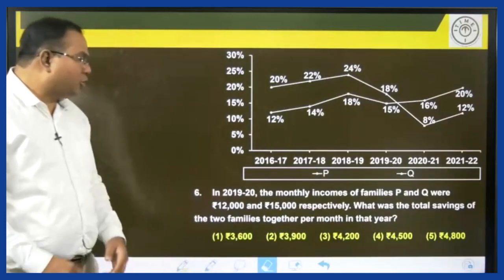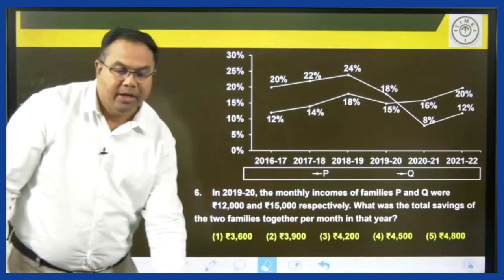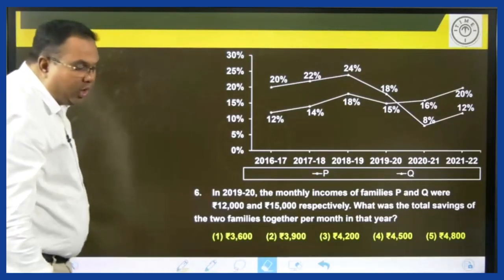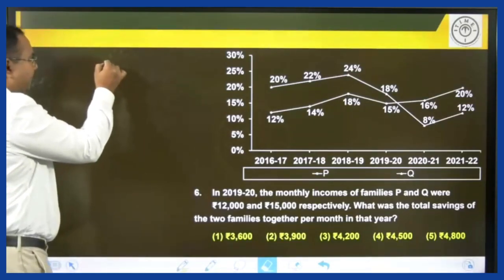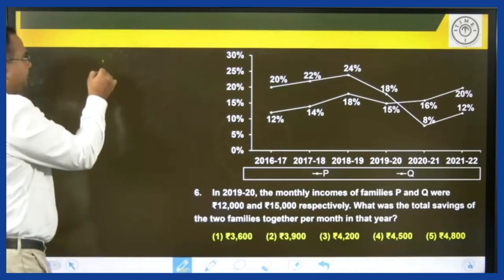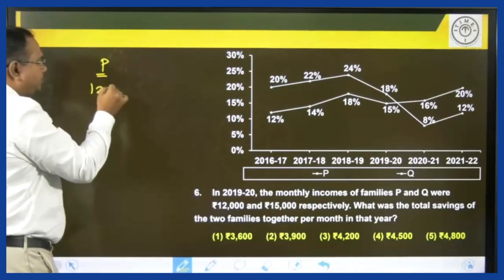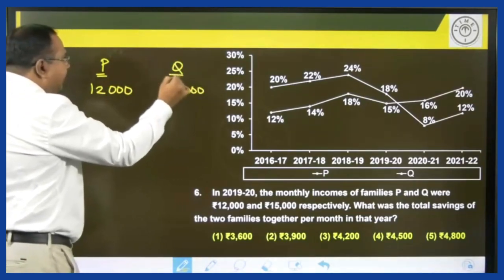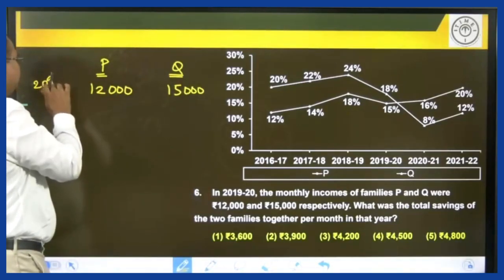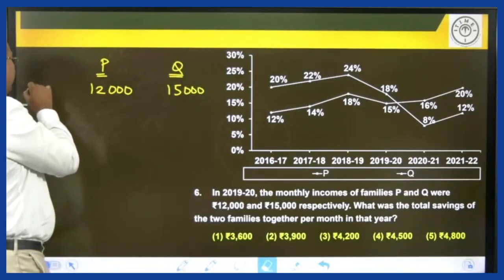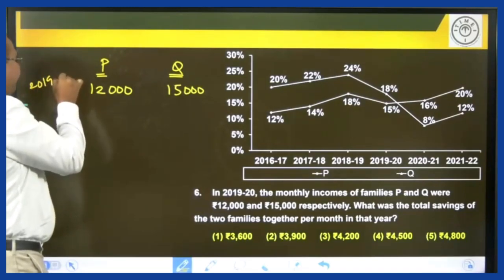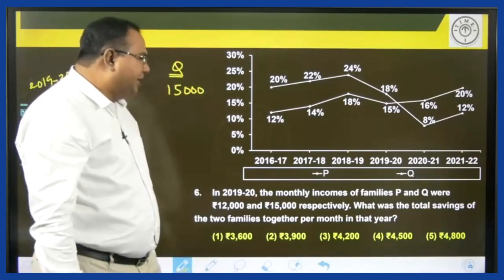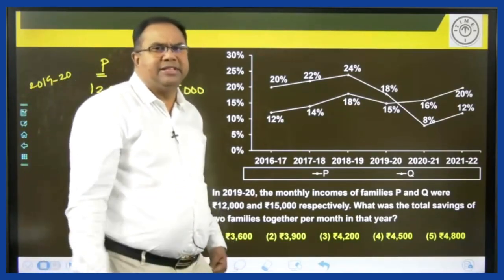Now let's move ahead. First question, students, question number 6 on your screen. In 2019-20, the monthly incomes of P and Q were 12,000 and 15,000. What was the total savings of the two families together per month that year? I want the total savings of both the families.